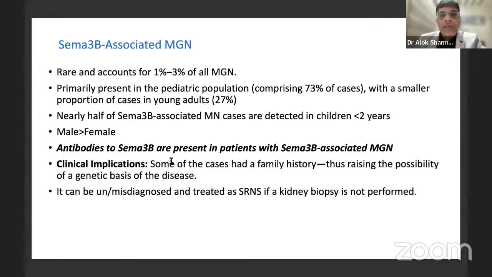Now, the practical implication of this is that since we are diagnosing these cases, we have realized a large number of semaphorin 3B associated pediatric MGNs actually have a genetic basis. And on the other side of it, a lot of these children who are not biopsied at this point of time and are being treated like SRNS actually have this semaphorin associated membranous GN. So it's a good idea to biopsy all the SRNS, which I'm sure the pediatric nephrologists are doing now.